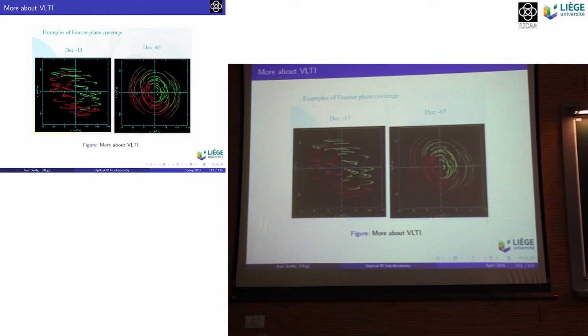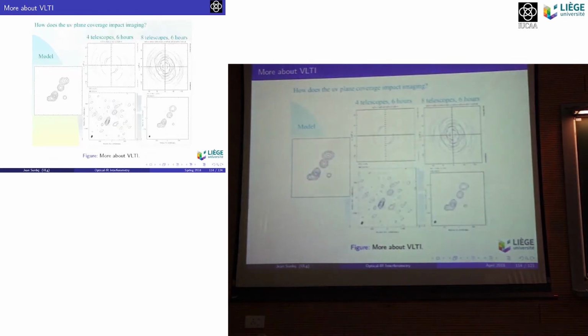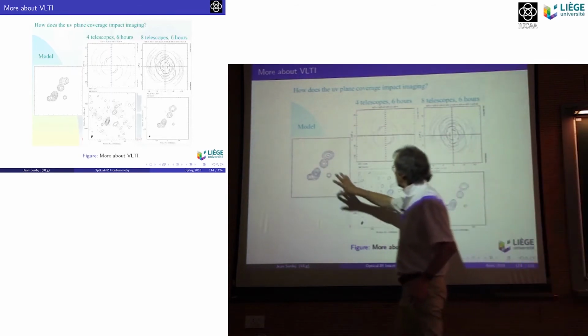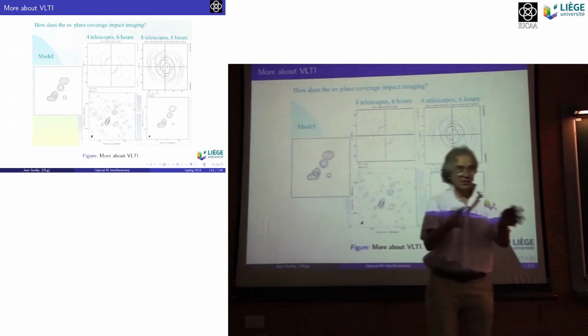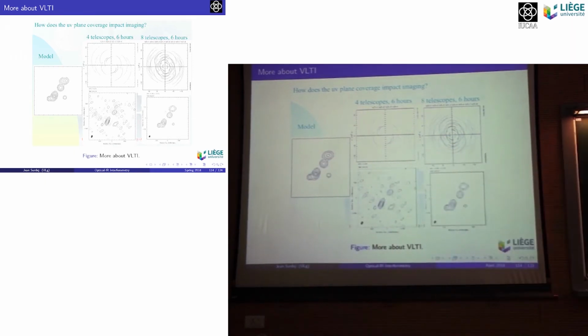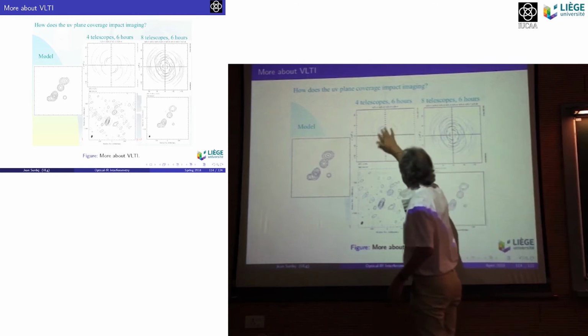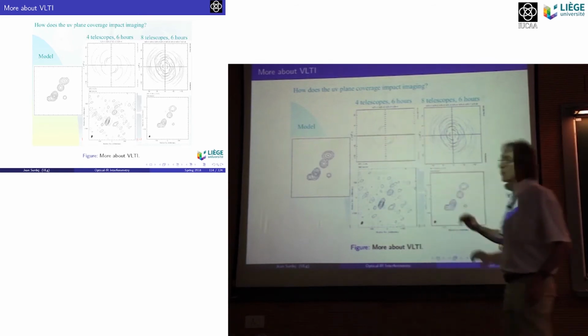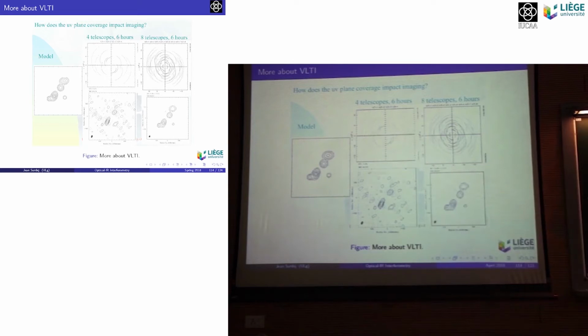Now the next transparency shows you something interesting. It's just a simulation. Here is a source model. Then you assume that you use four telescopes of the VLTI during 6 hours. And this is the UV coverage during 6 hours of observation with the four UTs. Well, it's not bad, but it's not too good either. And now from the UV data that you get, you may retrieve the image of what you're seeing.